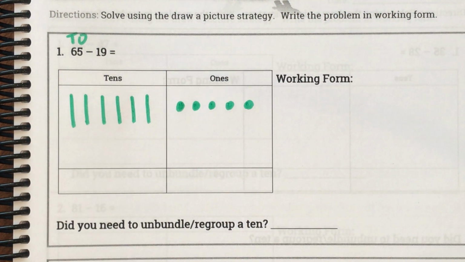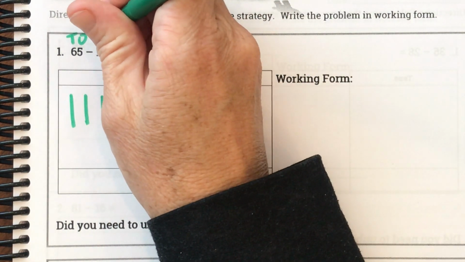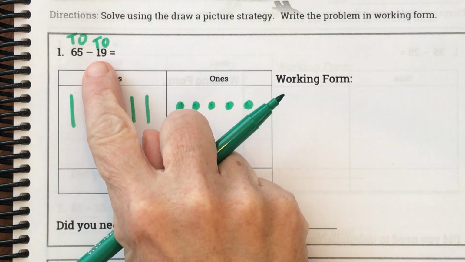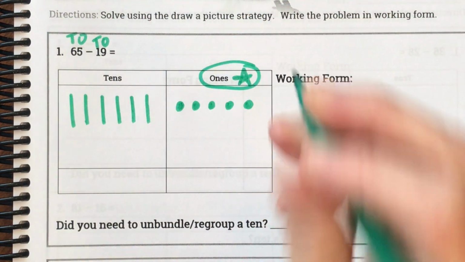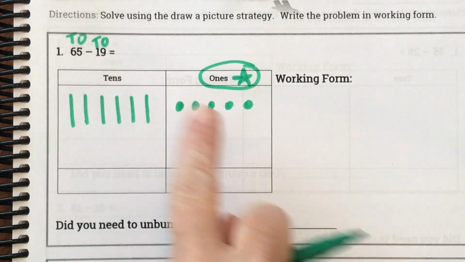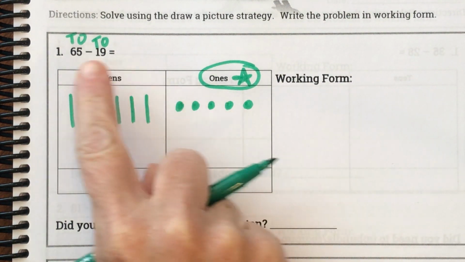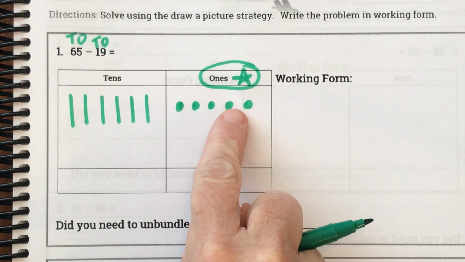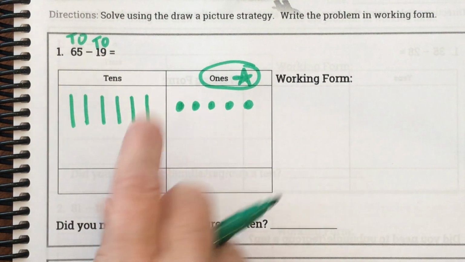Okay, now they want us to subtract 19. So let's put our place values up. They want us to subtract 1 ten and 9 1s, but I always start with my 1s first. So look, they want me to take away 9 1s. We're not going to have enough, friends, not at all. We only have 1, 2, 3, 4, 5 and they want us to take away 9. So we're going to have to do that regrouping.